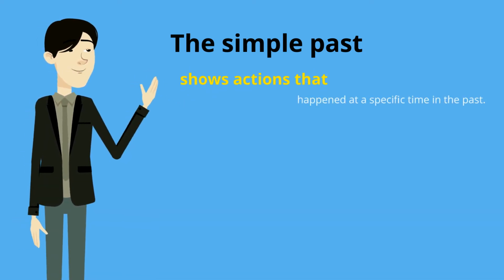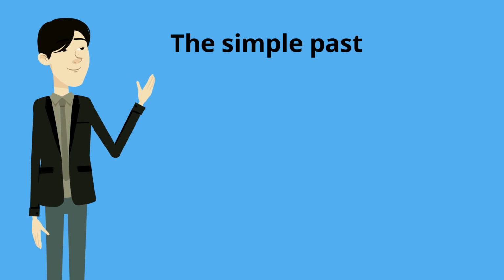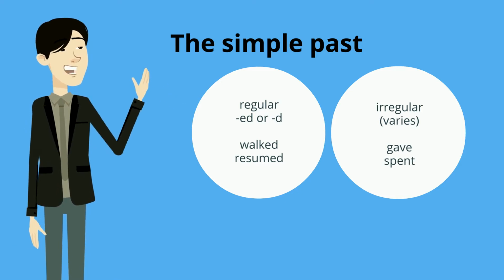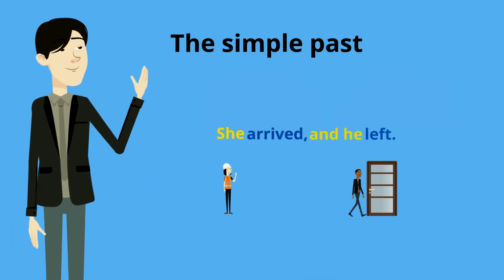The simple past is for actions that happened at a particular time in the past. We use the past form of the verb in this tense, which is formed by adding ed or d in regular verbs but varies in irregular verbs. Example: she arrived, and he left.